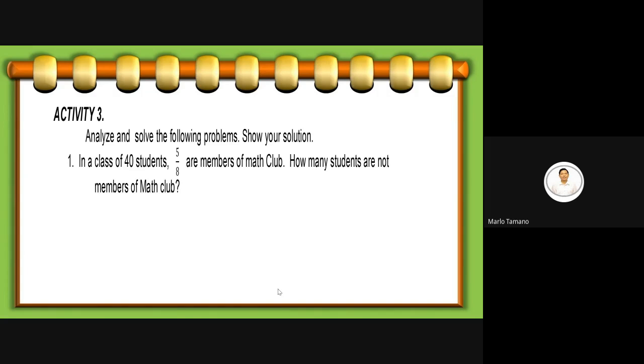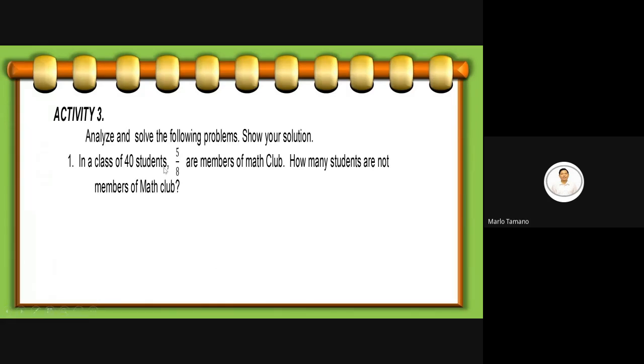In a class of 40 students, 5/8 are members of the math club. How many students are not? Baliktarin niyo lang po. 3/8 po. So, 40, multiply nyo muna. No? Anong sagot dyan? So, 40 times 5. No? 40 times 5.